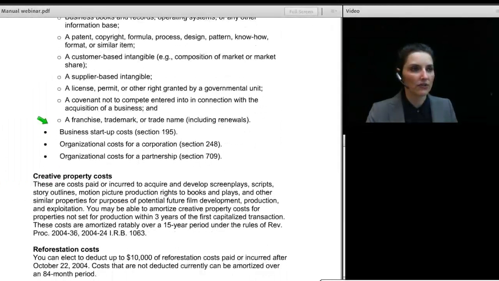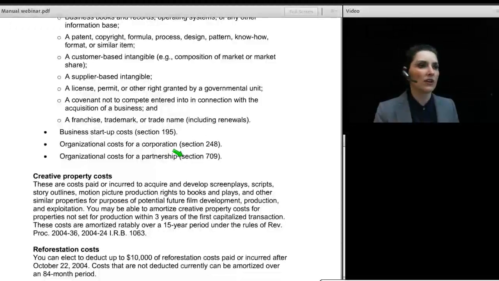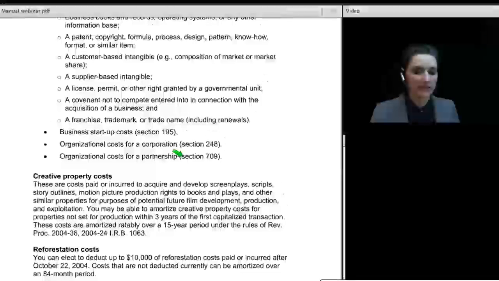Also, business startup costs are an intangible asset that needs to be amortized, and those fall under section 195. The organizational costs for forming a corporation fall under section 248, and the organizational costs for a partnership fall under section 709. So now you know all of the codes that you might need to reference when you're filling out part 6 of Form 4562. All right, let's see what comes next.